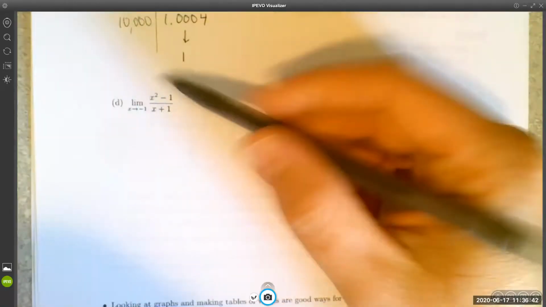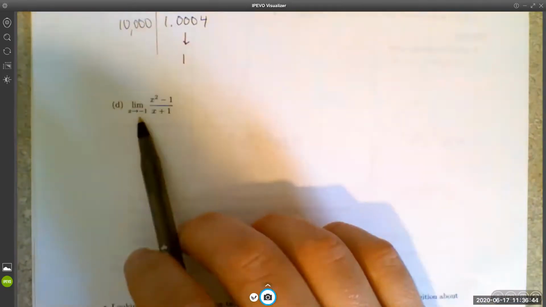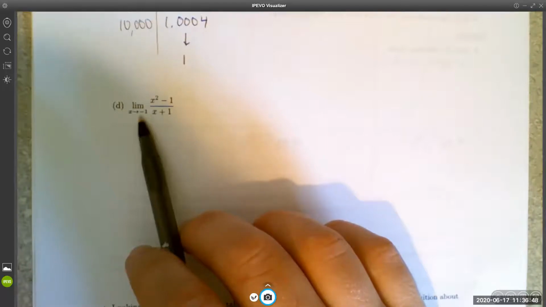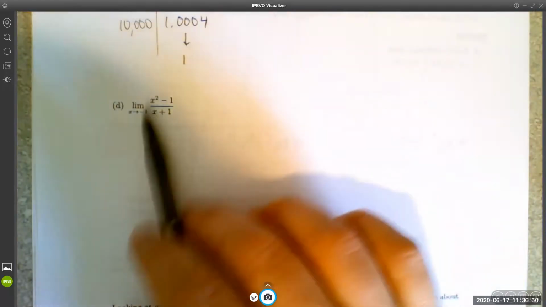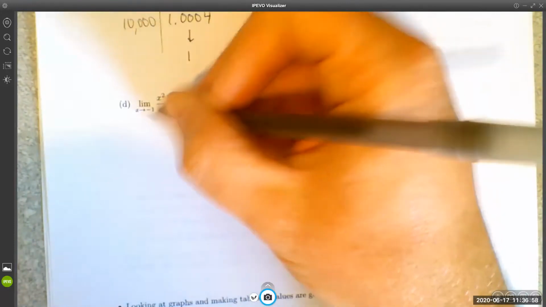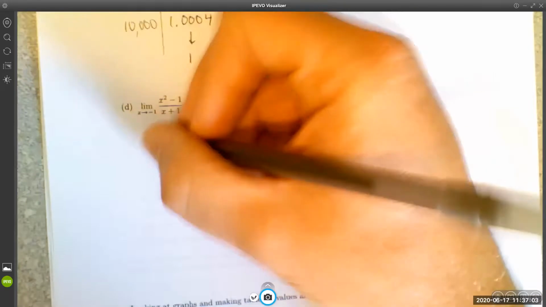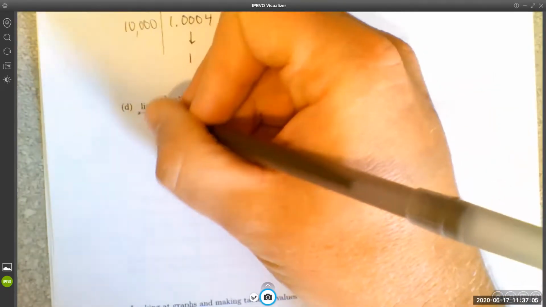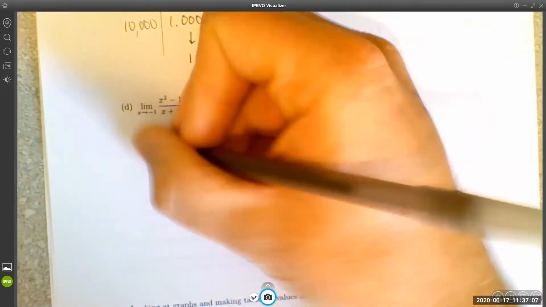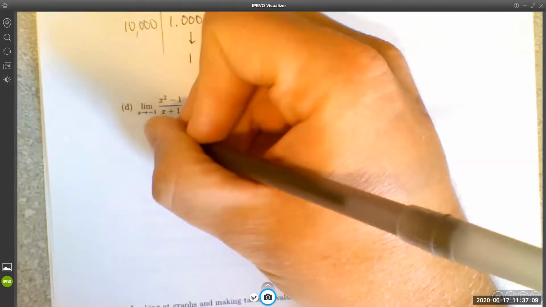Okay, one more. This one is similar to part B in the sense that if you plug in this number, so if you try to find the function value, you're just going to get an undefined expression. So obviously that's not very helpful. It's much more helpful to make a chart to see what's happening as we get closer and closer to -1 without actually equaling -1 itself. So let's see. Again, this time we're approaching a finite value, so we're going to approach from both the left and from the right.